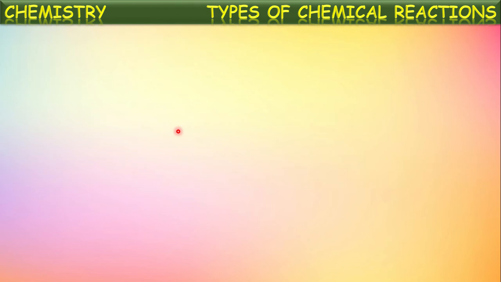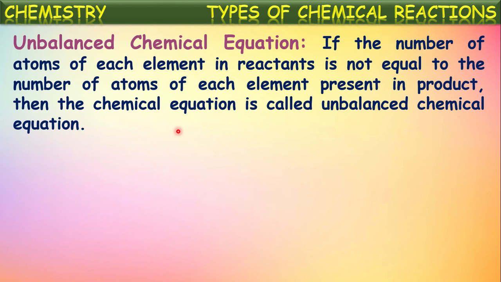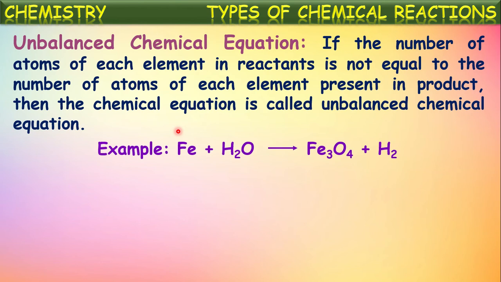Now let us see the other kind of chemical equation, that is the unbalanced chemical equation. If the number of atoms of each element in the reactants is not equal to the number of atoms of each element present on the product side, then the chemical equation is said to be an unbalanced chemical equation. For example, let us consider the chemical equation between iron and water. Iron slowly reacts with water to form iron oxide and hydrogen gas. So this is the equation.